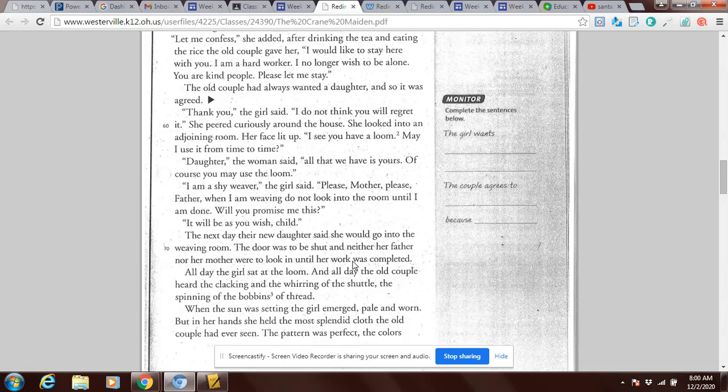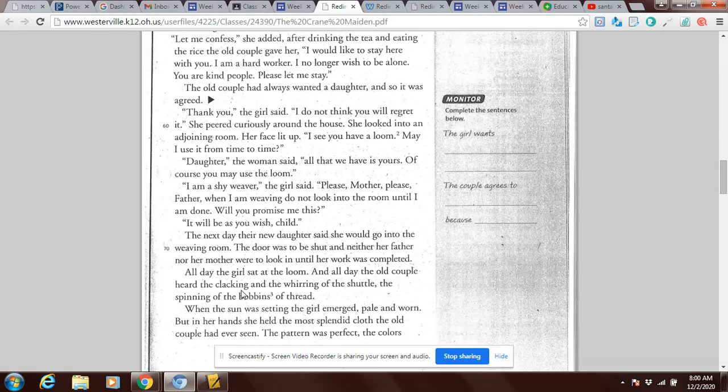The next day, their new daughter said she would go into the weaving room. The door was to be shut, and neither her father nor her mother went to look in until her work was completed. All day the girl sat at the loom, and all day the old couple heard the clacking and whirling of the shuttle, the spinning of the bobbins of thread.